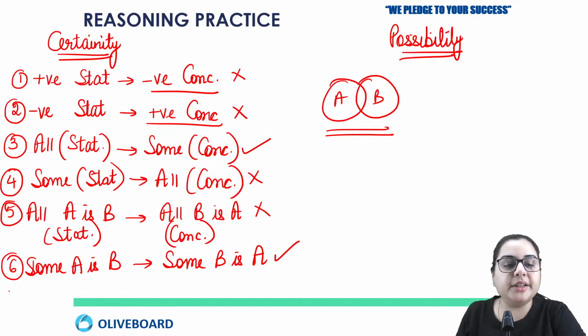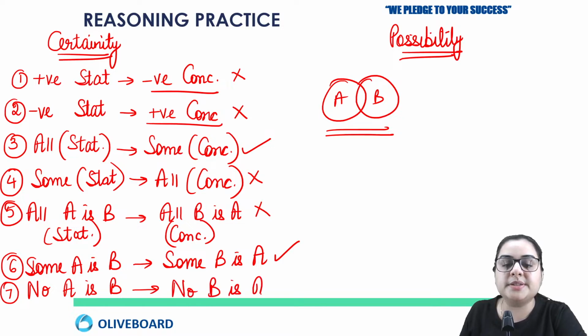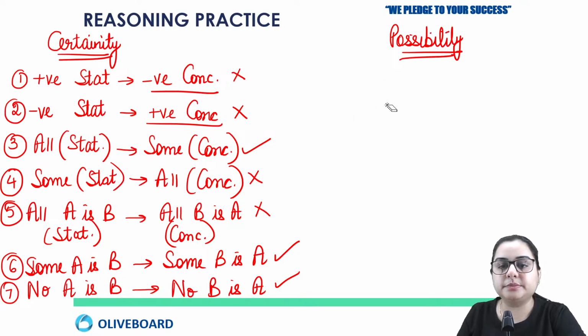Right. And if I ask, in the statement, no A is B, and in the conclusion he says no B is A, so the reversal of no in the conclusion will also be correct. Okay. So students, is this much clear to you all? Just confirm for me. Is this part clear to you?